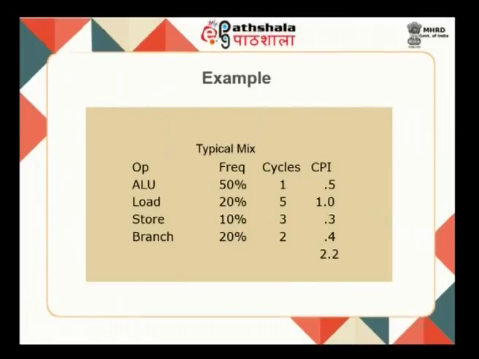So, based on these values, you can always find out the CPI values. Once you find out the CPI values, it is just a product of the frequency and the cycles. So, it is 0.5 into 1, 0.2 into 5, and so on, and the sum of all this gives you the effective CPI. So, you can find out the individual CPI values, and based on the instruction mix, you can find out the effective CPI values.